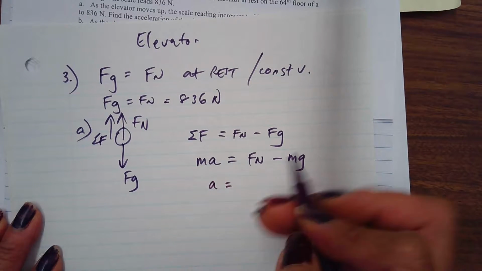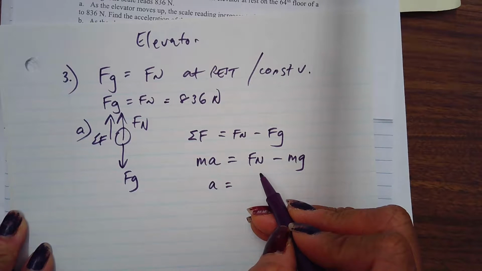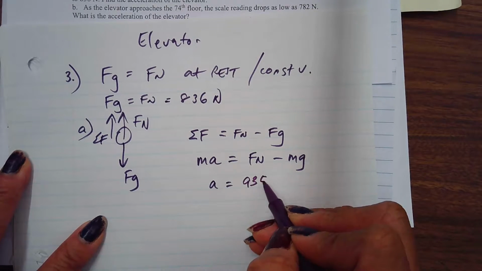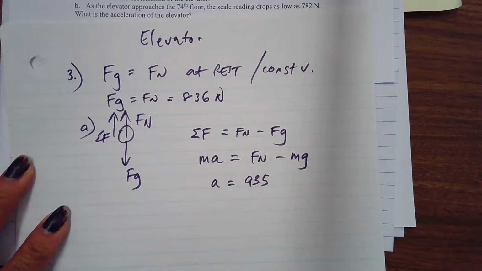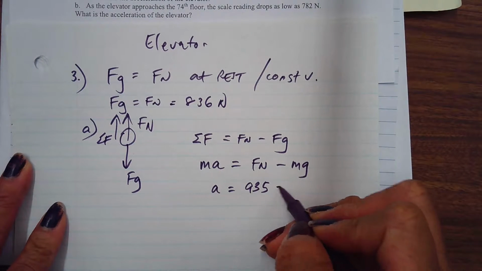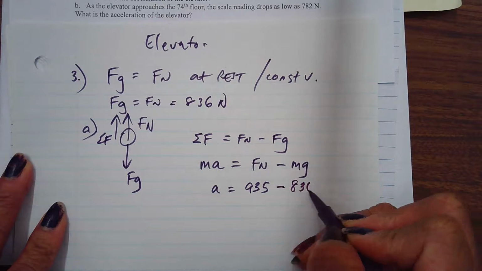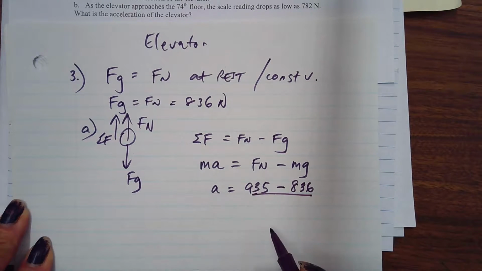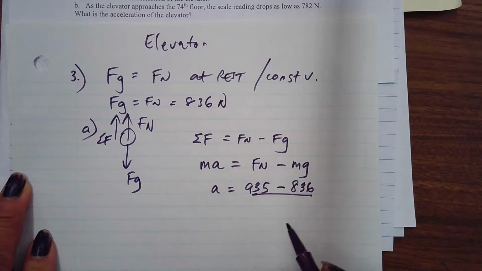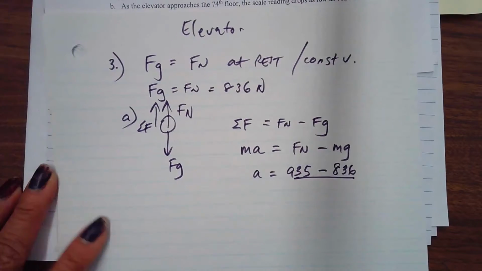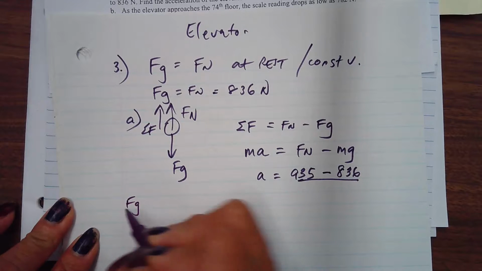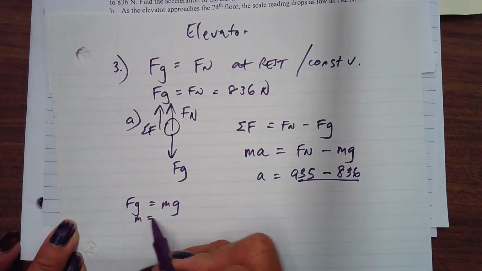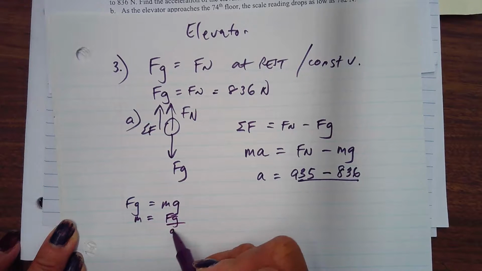So the acceleration is the Fn in this situation, which went up to 935, because that's the apparent weight, minus 836, which is the true weight. That's just mg. Divide that by the mass of the person. Now, the mass of the person is not directly given, but you know that Fg is mg, right? So we can find the mass that way, Fg divided by g.